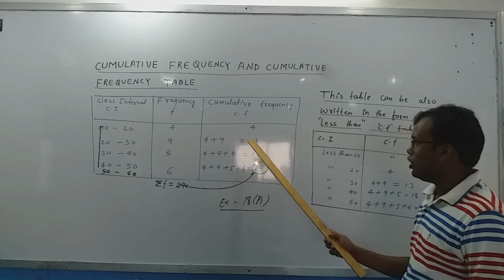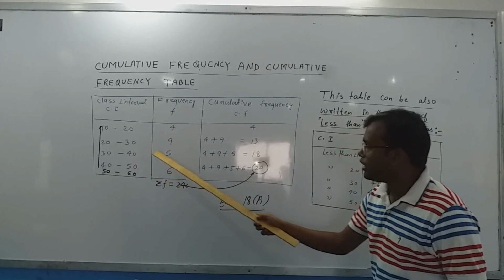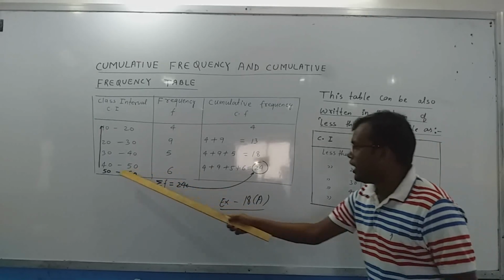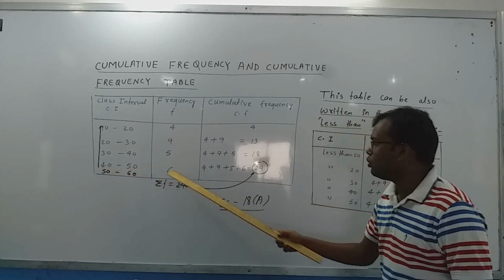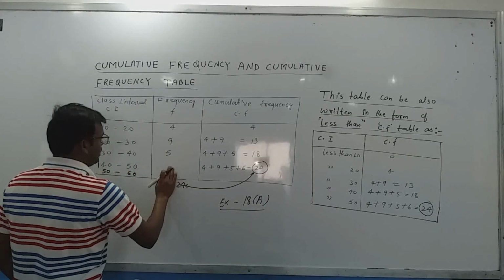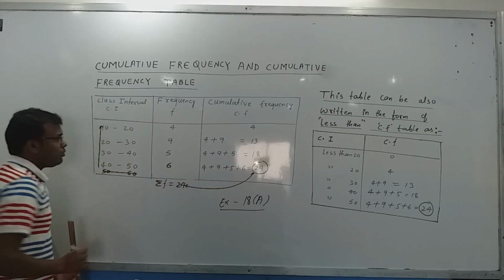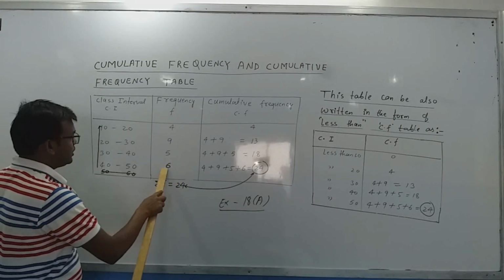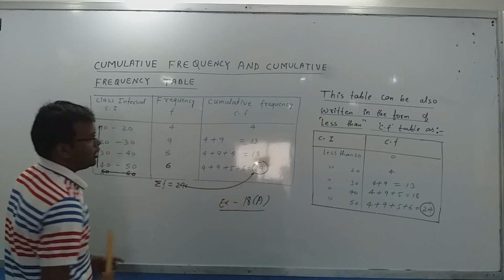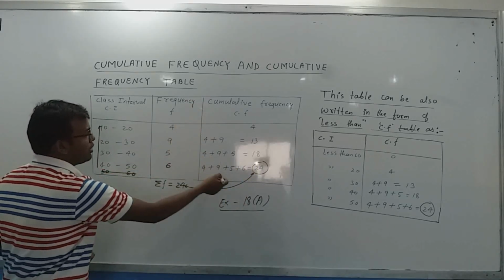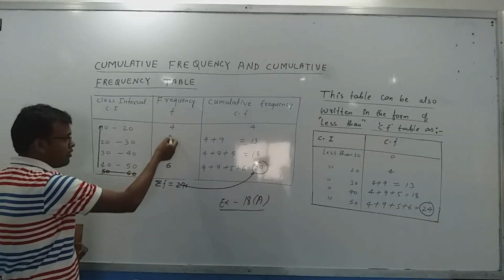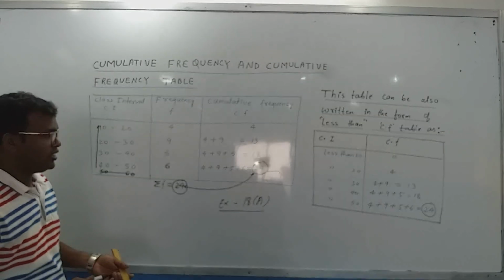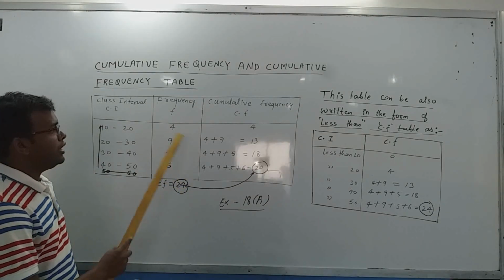So 9 plus 4 is equal to 13. And 30 to 40 is 5, so 5, 9 and 4, just add them and the answer will be 18. And 40 to 50 is 6. So 6, 5, 9, 4 will be 24. And after finding the cumulative frequency, you add the frequency column, which is exactly 24, equal to this cumulative frequency number. Okay, it should be equal, then only it is correct.